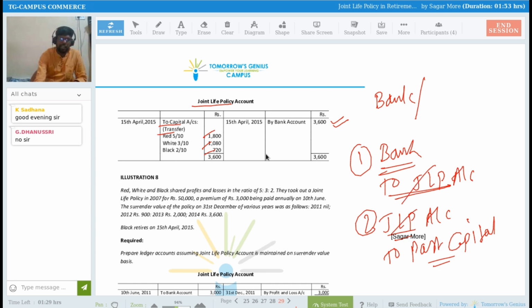If I do a combined entry, then the joint life policy account will get cancelled. Directly I can prepare the partners capital account. So in that case, bank account debit to partners capital. So that is a combined entry. So you can pass a combined entry or you can pass separate entries. Both the answers are correct. Understood this or not?